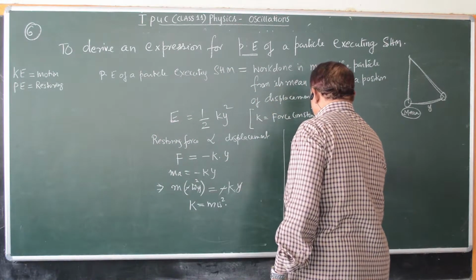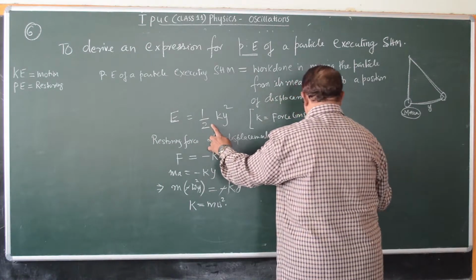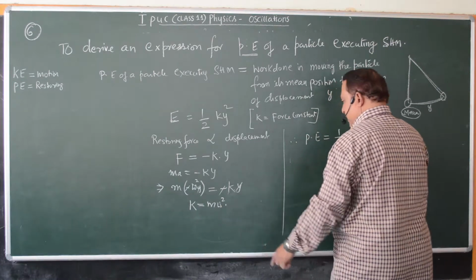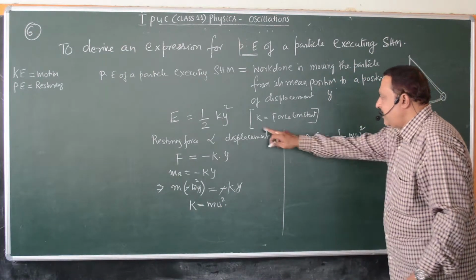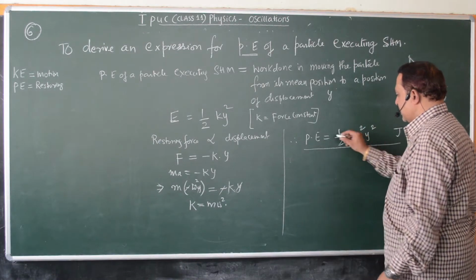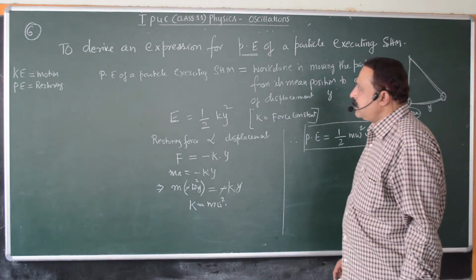Therefore, for potential energy, I substitute for k in this expression: half, for k it is m omega square, and we have y square, so many joules. So this is the expression for the potential energy of a particle executing simple harmonic motion.